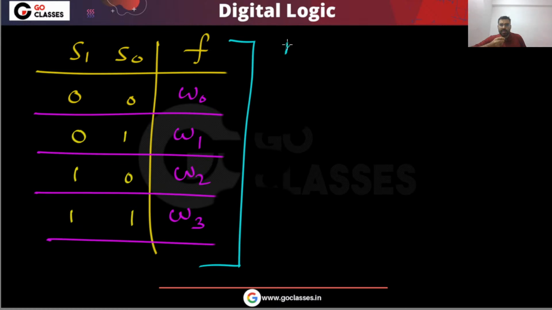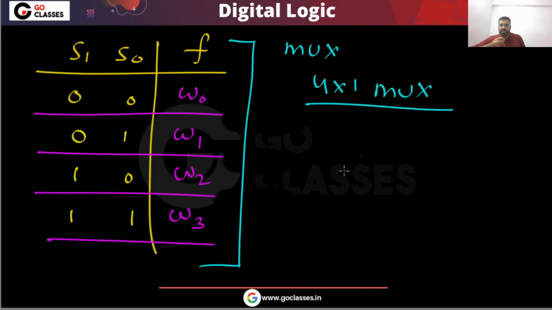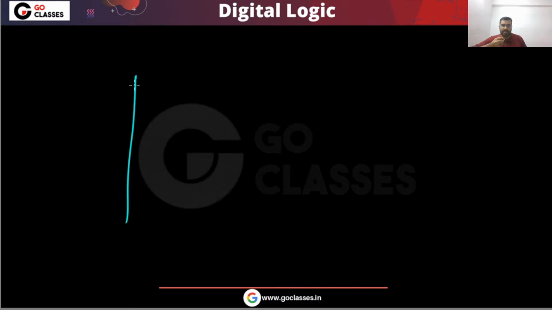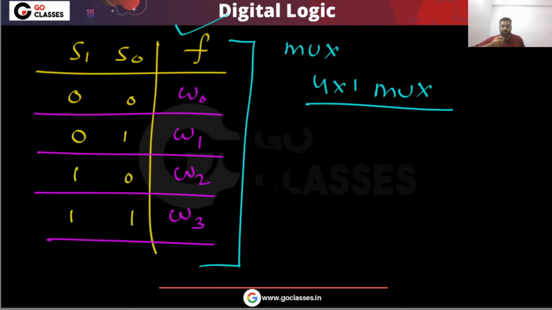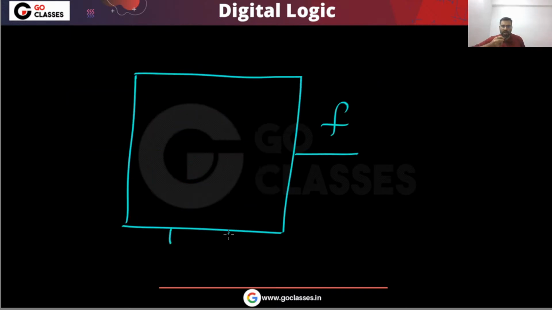what you remember, this is a multiplexer. This is a multiplexer, correct? This is a 4 by 1 multiplexer. In a multiplexer, this situation happens, that there is only one output. Multiplexer has only one output.